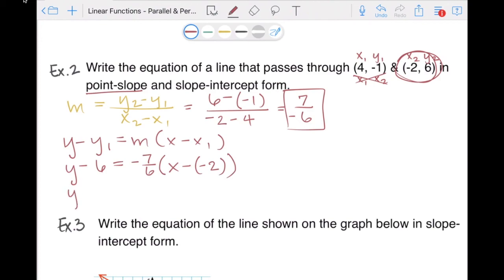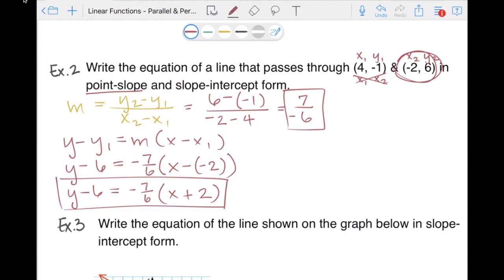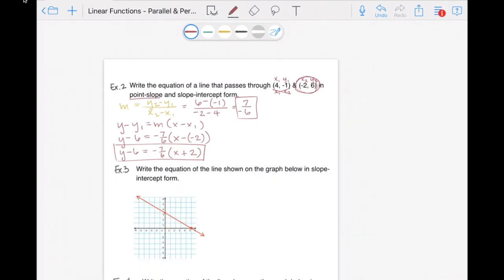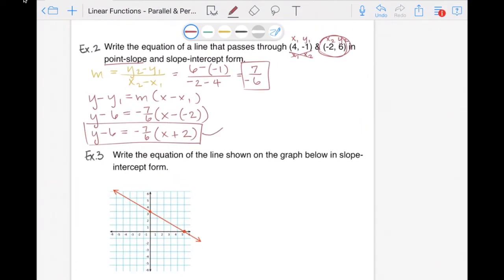So for point slope form, all I would do at this point is go ahead and clean up this parentheses and make it x plus 2. Here is a legitimate form of a point slope linear equation. Let's go ahead now and we'll convert it to slope-intercept form.